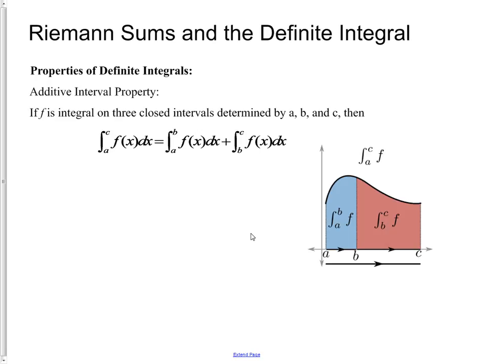In dealing with Riemann sums in the definite integral, another important property to us is called the additive interval property. It says that if f is integrable on three closed intervals determined by a, b, and c, where we're taking a partition of a to c by finding some point b in between those two endpoints, then the definite integral on the interval from a to c of f of x dx will be the same as taking the definite integral of the interval from a to b of f of x dx and adding the interval from b to c. So we can add these two areas, which would seem to make sense, to get the total area from a to c.